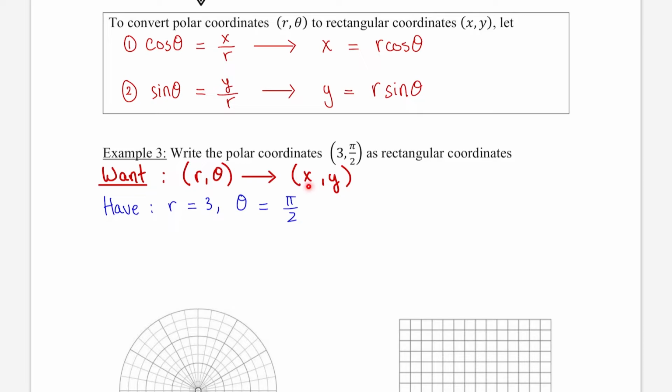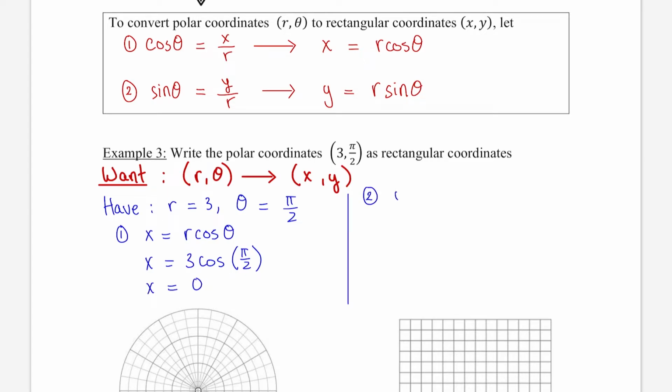So let's first find x. x equals r times cosine of theta. r is 3 and theta is π over 2. So x equals 3 times cosine of π over 2. Cosine of π over 2 is 0. 0 times 3 is 0.